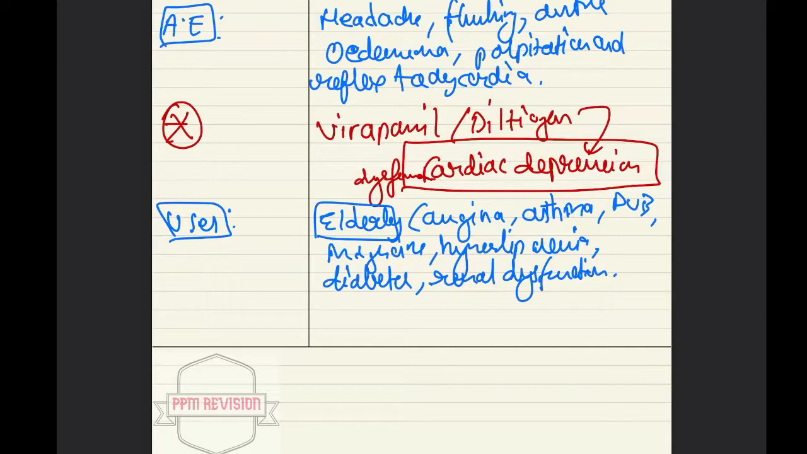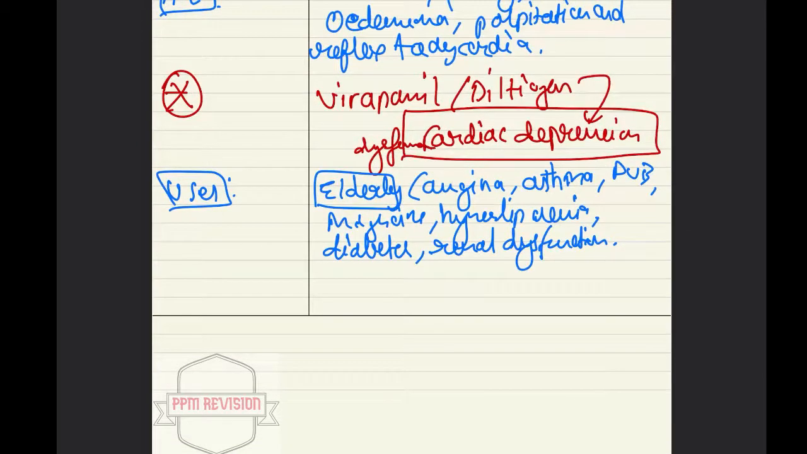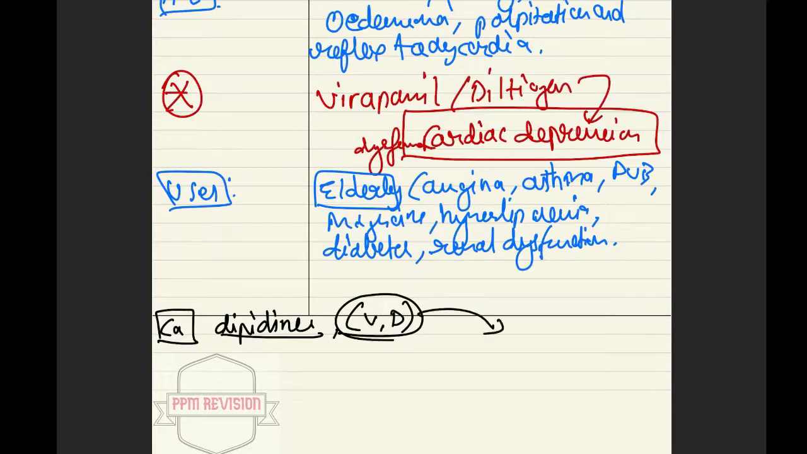Okay. Now I'll be quickly summarizing what has been discussed here. We have just highlighted a few points on calcium channel blockers. As mentioned, the main examples are dipines as well as verapamil and diltiazem. And one point we have learned is that verapamil and diltiazem can result in cardiac depression and should not be given in case of cardiac dysfunction.